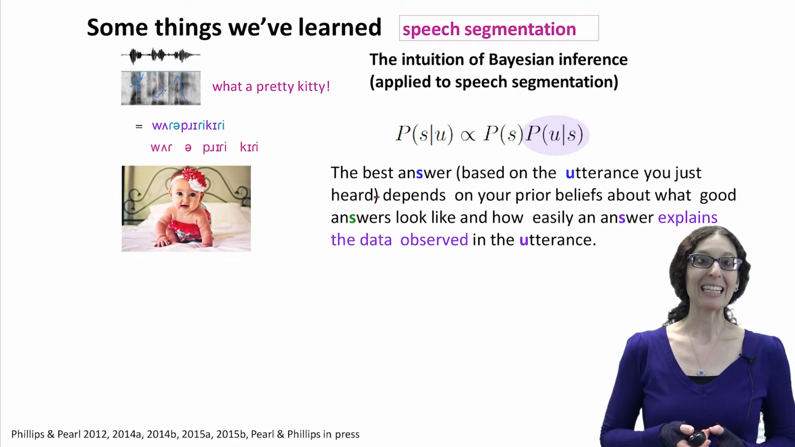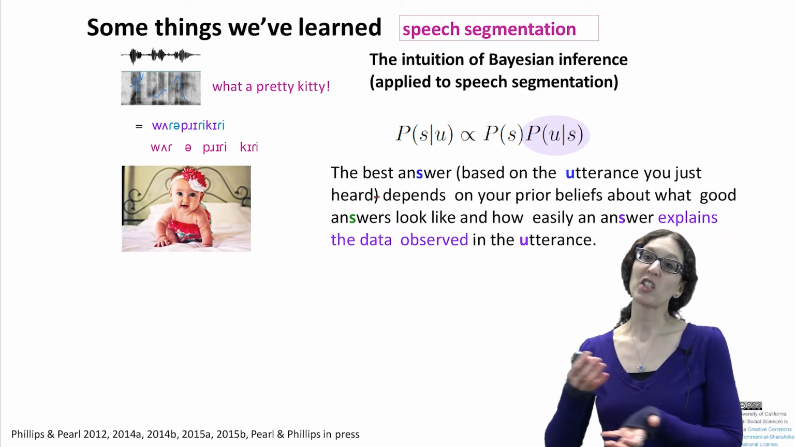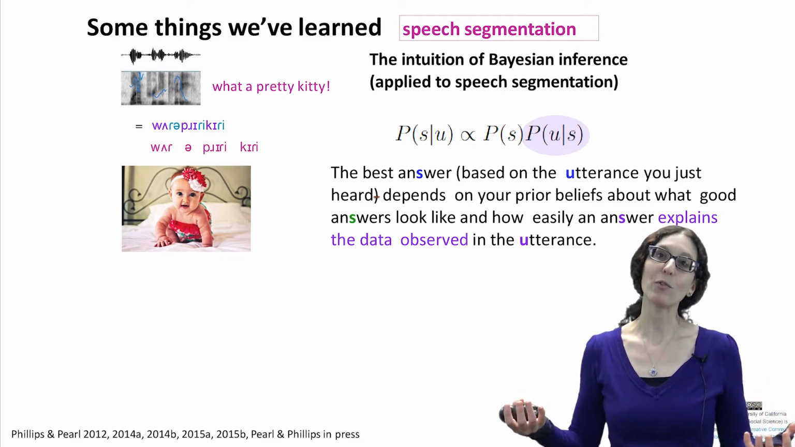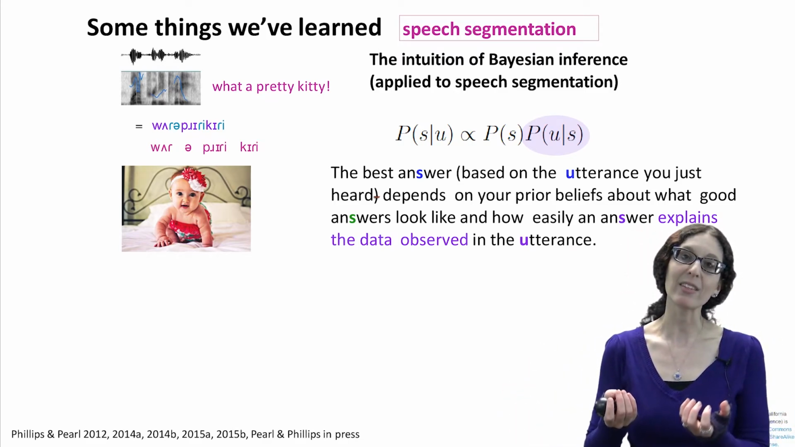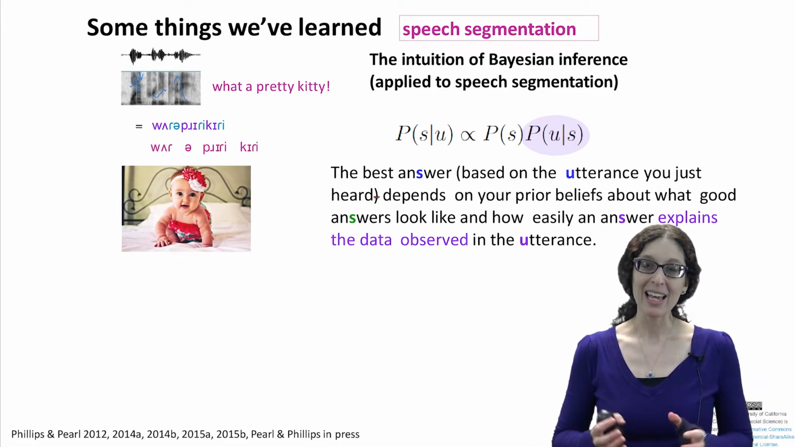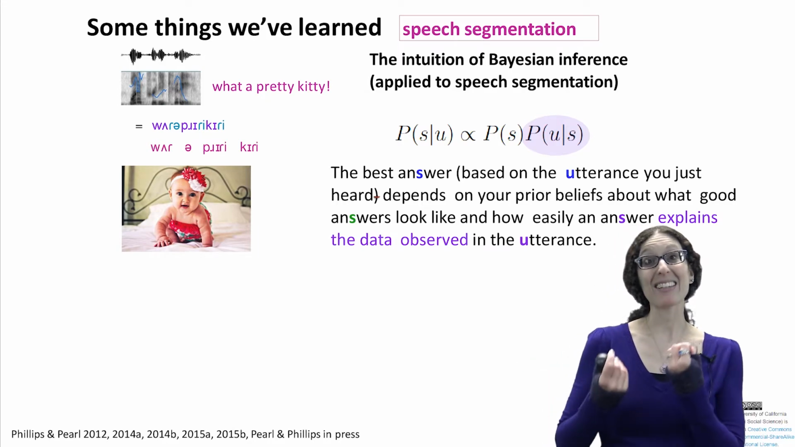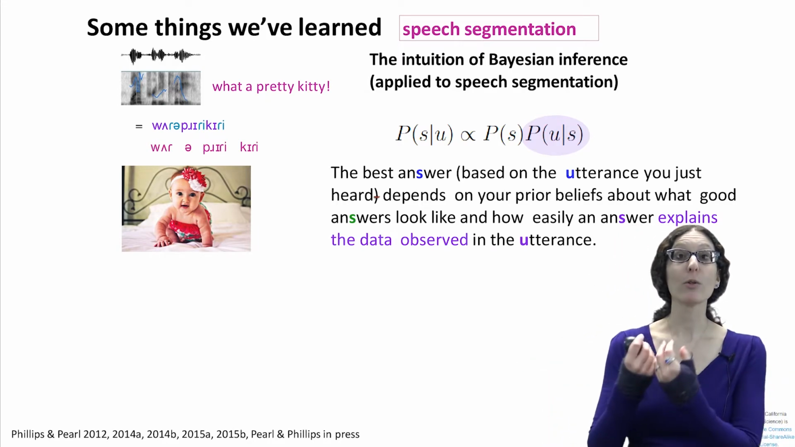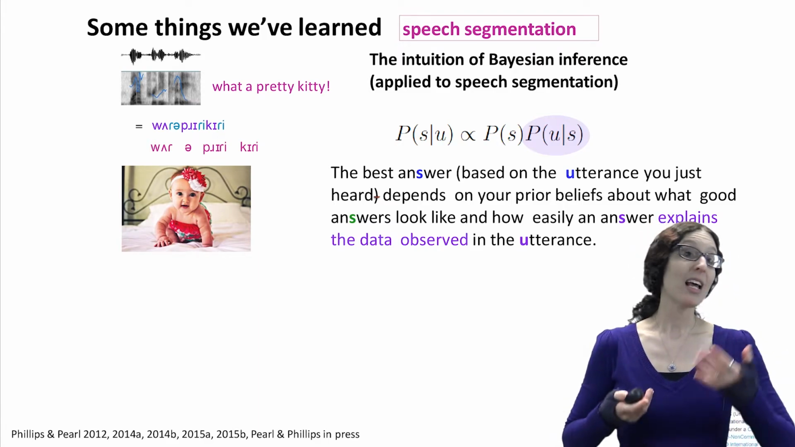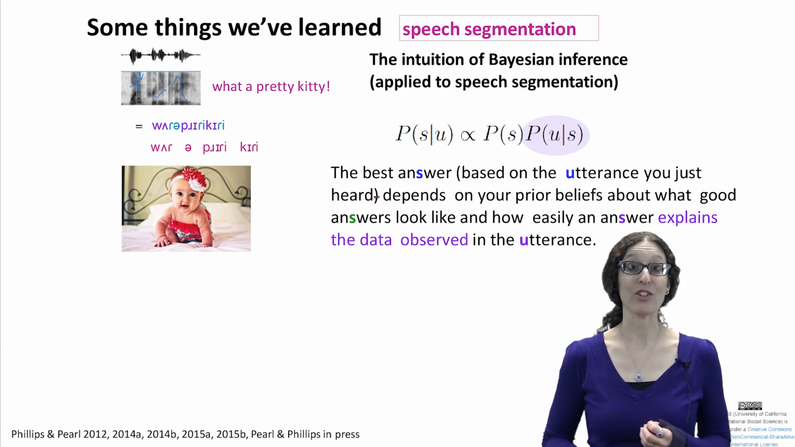That's part of what you're folding into your decision about what the right answer is. And the second thing is that you want whatever answer you're considering to be able to explain the data you actually heard. You must be able to match it, must be able to account for it. So you're balancing these two things, your prior beliefs about what a good answer looks like and the fit of that answer to the actual data you observed. That's Bayesian inference. And so combining those two things together is how you make your decision about what the right answer is. And so that's the kind of strategy we wanted to see if infants were using at this age.